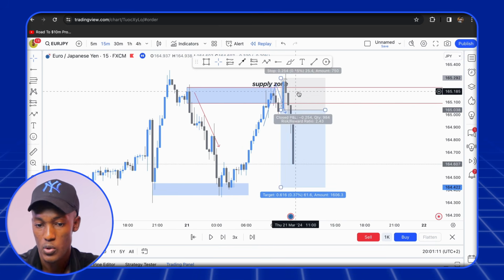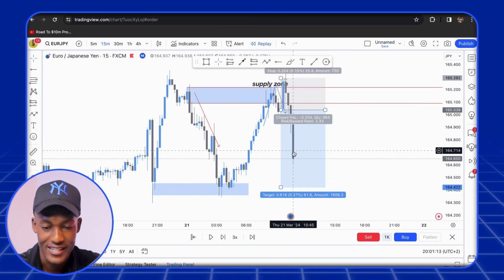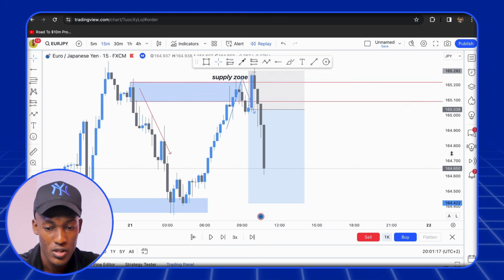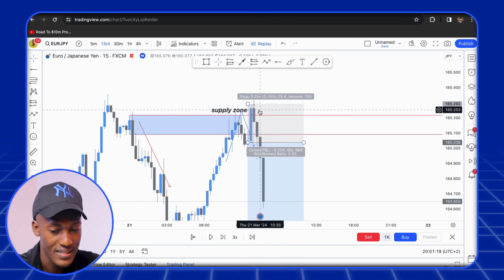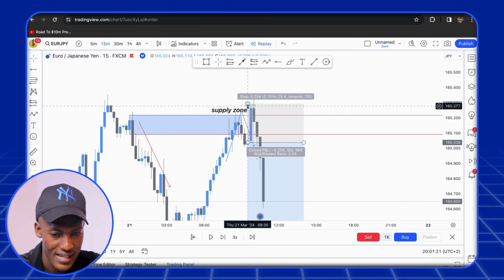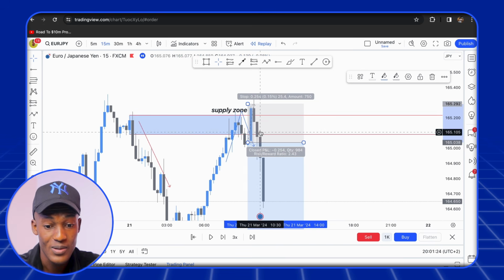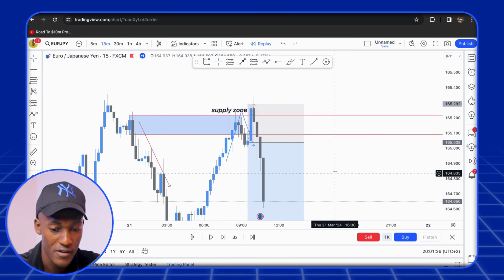Okay, there we go. So we got stopped out and the price came straight into a direction. Now look, so the price got us out because the stop loss is just slightly above our zone, got stopped out, and then it moved even massively.